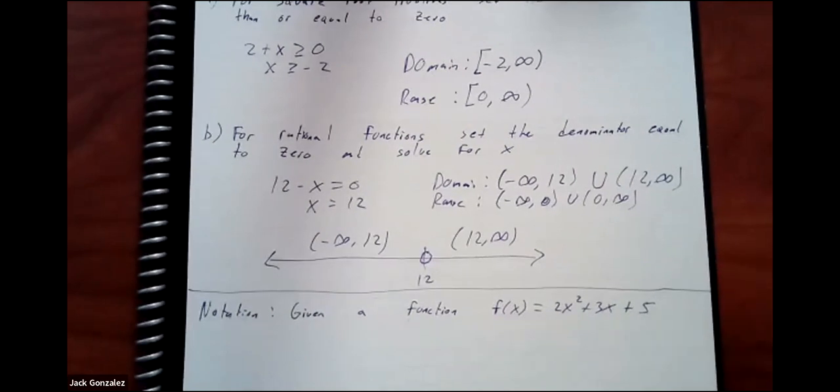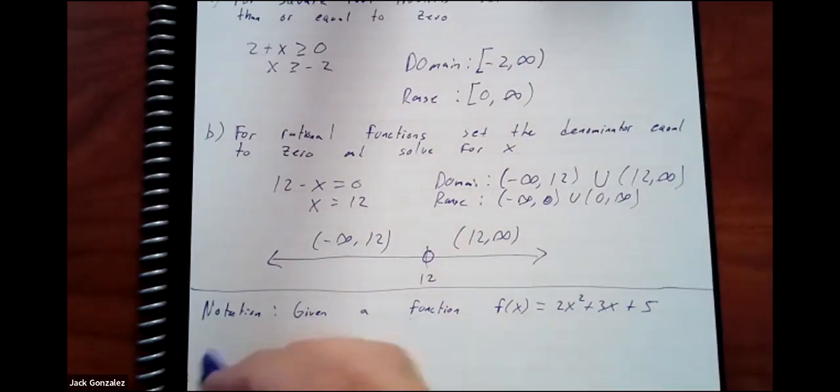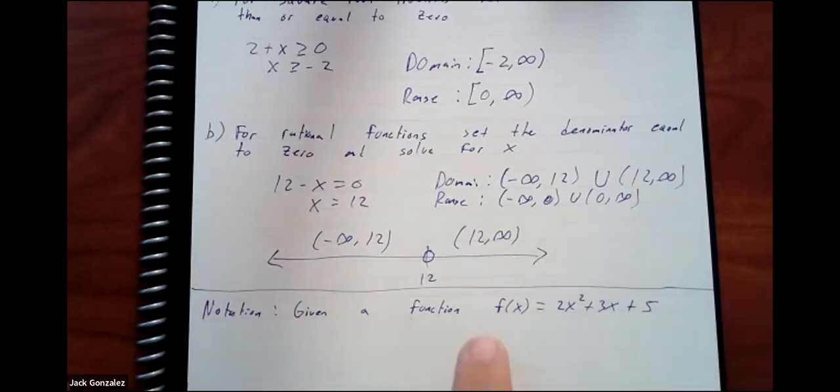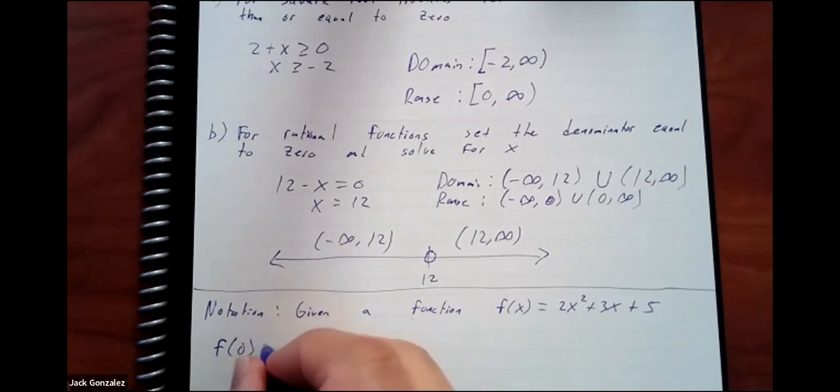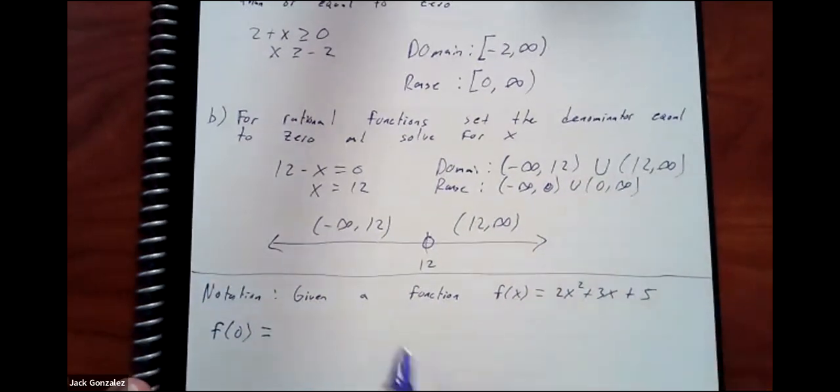So given a function, let's make one up. F of x equal to 2x squared plus 3x plus 5. I want you to note the following. F of x is the name of the function. F of x is also the y values. So if you see some notation like this, f of 0, that means you're plugging in 0. Okay. So plug in 0 to every x. So that's what this means.